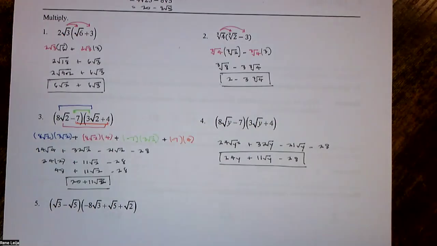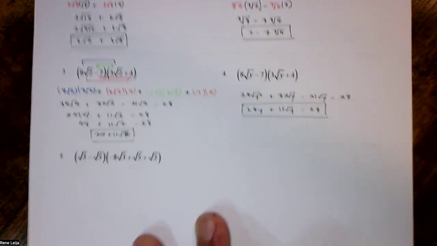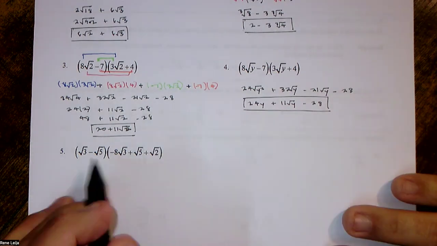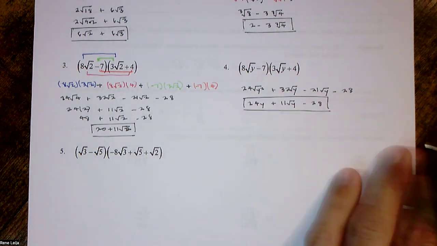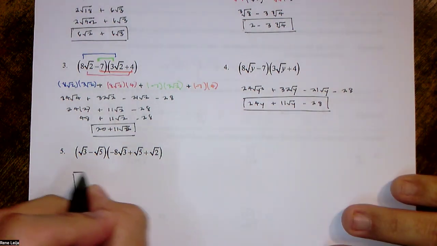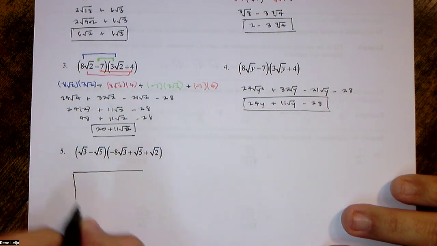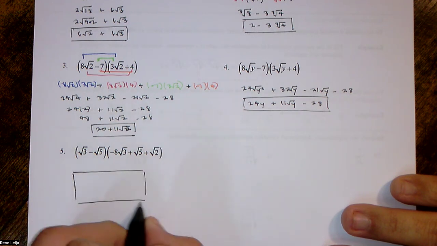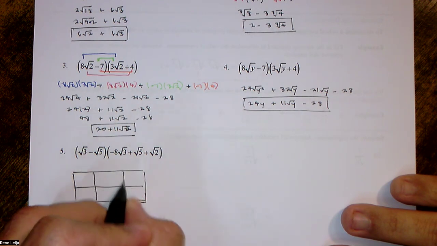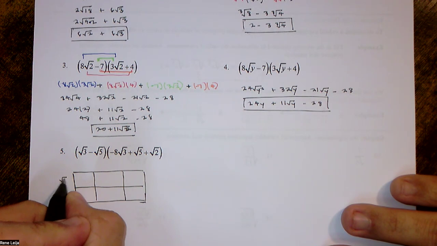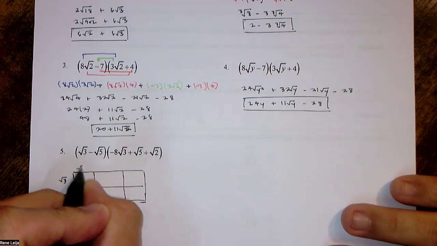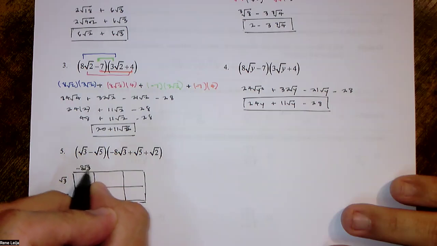Okay. Now, number 5. Again, everything we do with polynomials, we're going to do the same thing. So we have a binomial times a trinomial. So if you want to make a box, we can do that. Or if you want to distribute, you can distribute. Do whichever. Float your boat. So I'm going to go ahead and make the box.